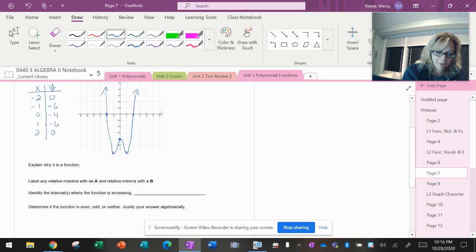So a relative max would be where you see a peak. So we're going to put A here, because there's one right there, a peak. And a relative min would be where there's a valley. And it's little. Okay? All right, so you're going to fill the rest of that out. I need the rest of that completed.